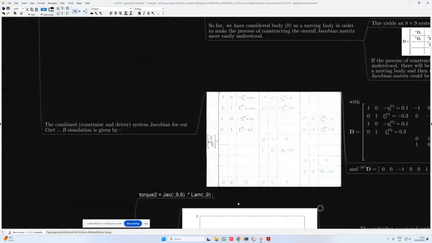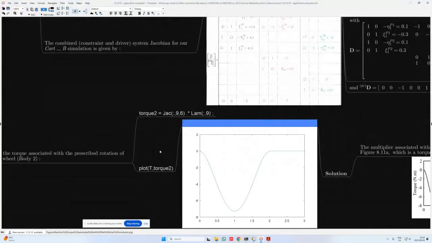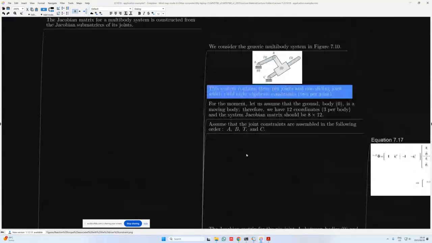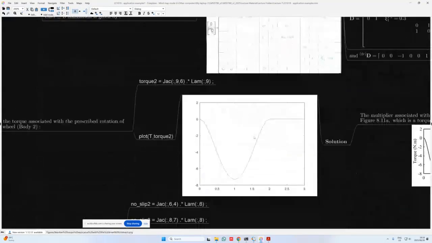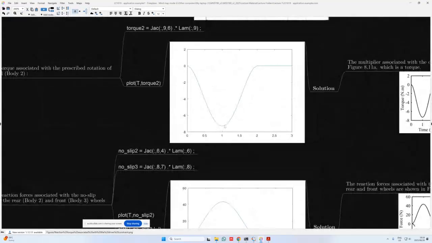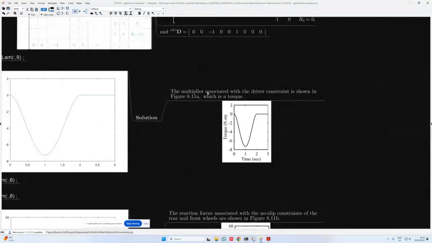If I compare this then also to the results that I have available over here, let me just go down. We can see that this indeed matches what I have in the mind map, so that's fine. And the multiplier associated with the driver constraint is then also shown in figure 8.11a, which is the torque in this case. So the Lagrange multiplier matches the torque of the driver constraint.